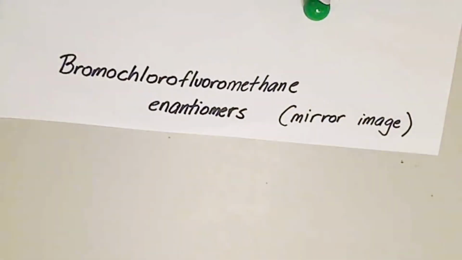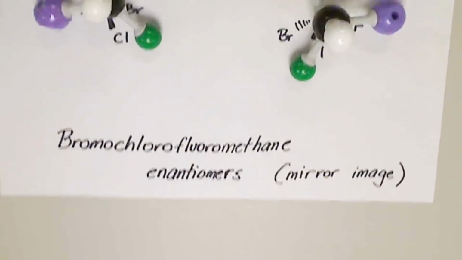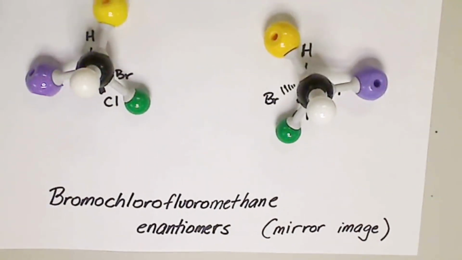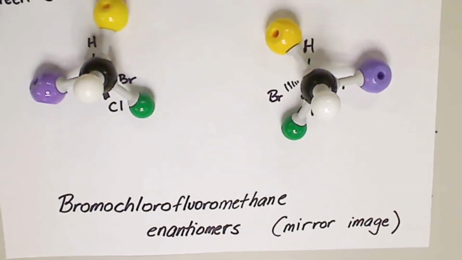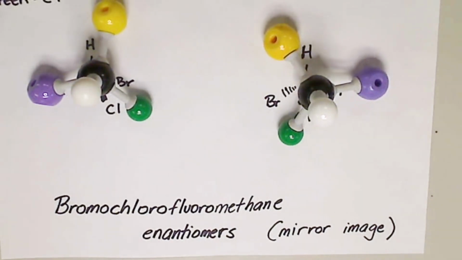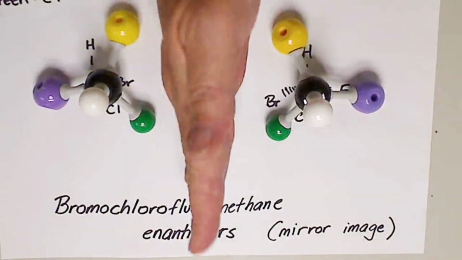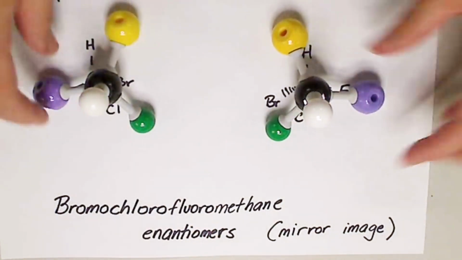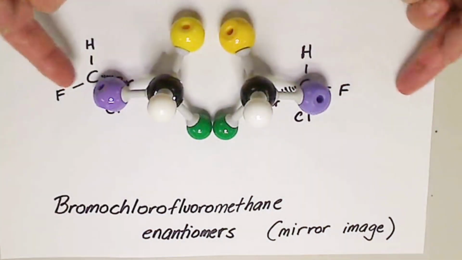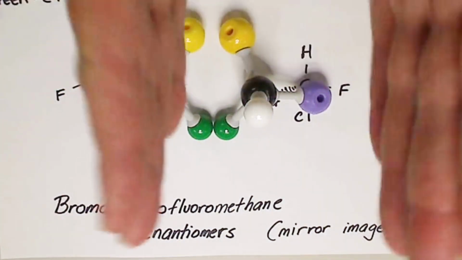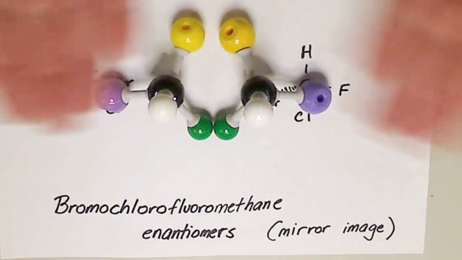So our next type of stereoisomers are what we call enantiomers. And I always have difficulty saying that word. So what we've got here is a mirror image. If I imagine I've got a mirror down the middle, you can see that this is the opposite of that, this is the opposite of that, and this is the opposite of that. So if I was looking at that in a mirror, that would be its mirror reflection.